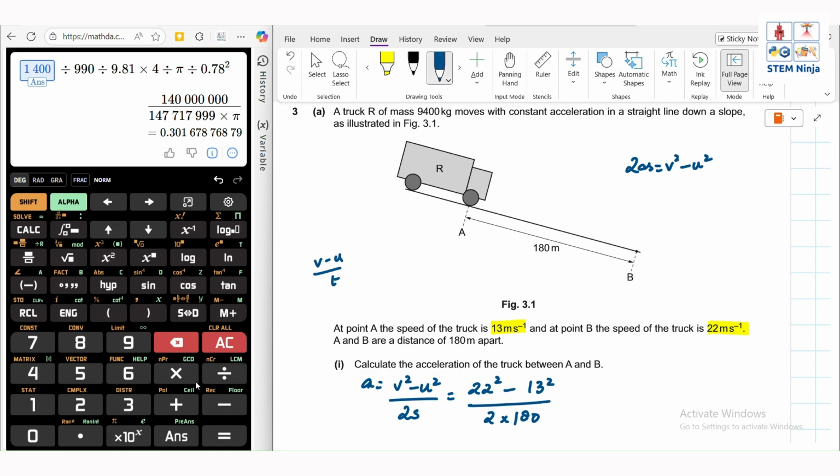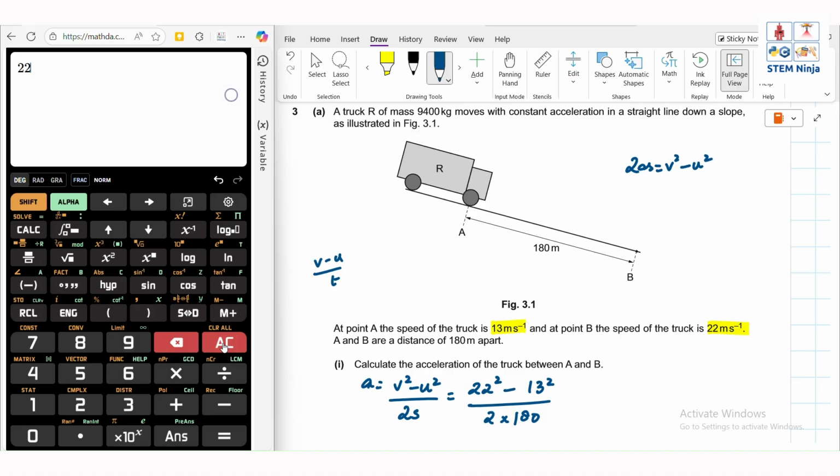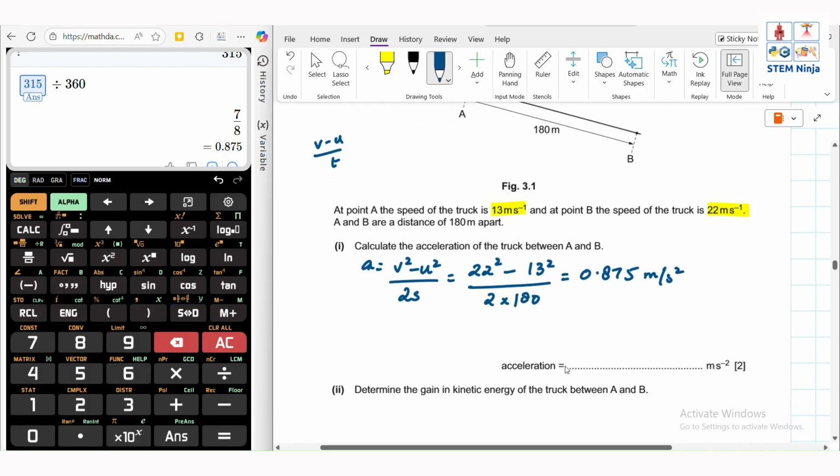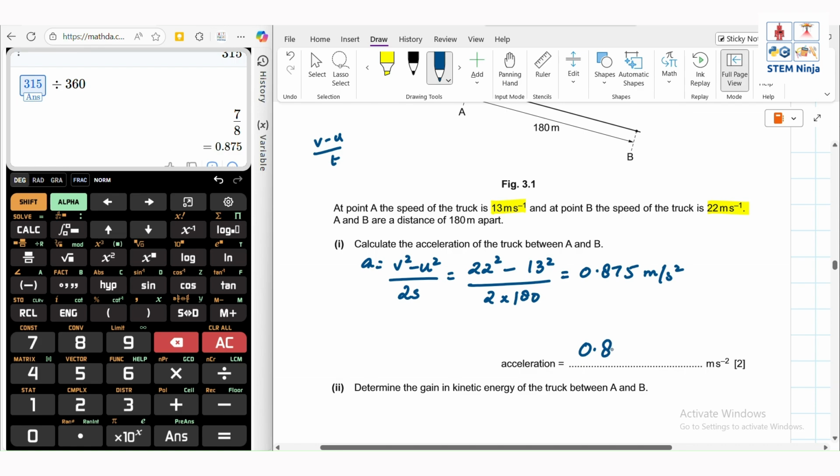So 22 squared minus 13 squared is 315, divided by 360, 2 times 180. So that is 0.875 meters per second squared. We can just write it in two significant figures, 0.88.